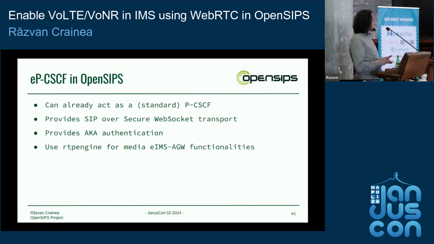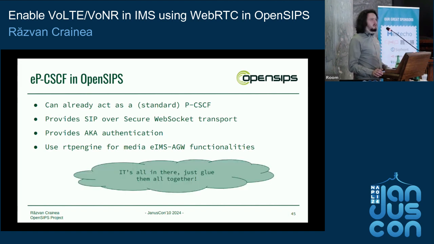In terms of OpenSIPS, all I've listed so far can already be done. As I said, it can also be done using Janus. Why? Because we already support SIP over WebSockets. We already provide AKA authentication. We don't do anything about media, as I said at the beginning, but we can hook RTPengine or RTPproxy in order to do the DTLS conversion. So basically, it's everything in there. You just need to take them and glue them to your needs.